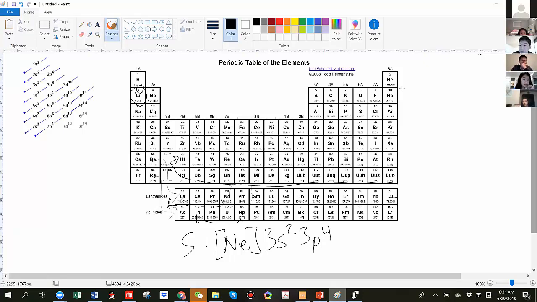So instead, let's look at the closest noble gas, argon. So argon is neon, and then 3s2, 3p6, right? In order to get from this to that, how many electrons do you think we need to add?